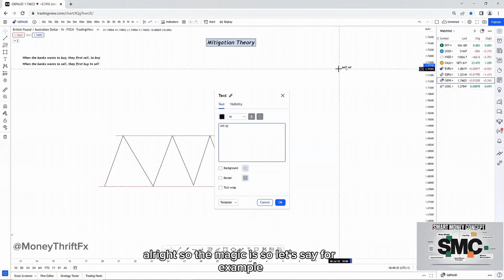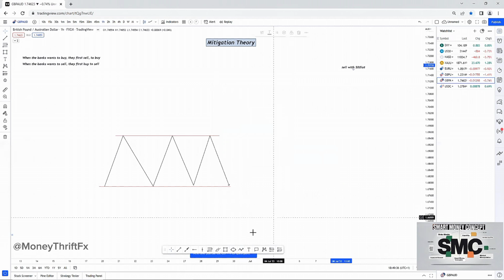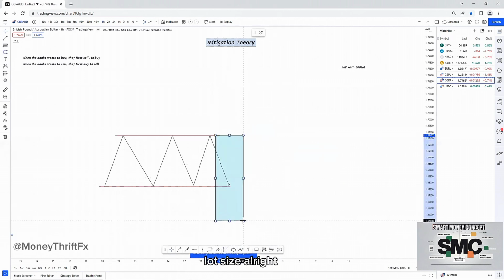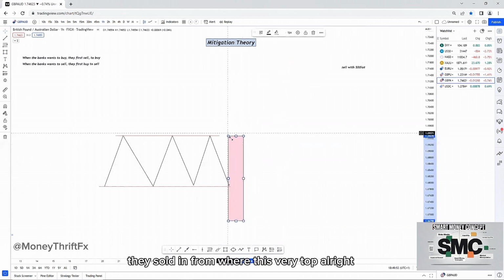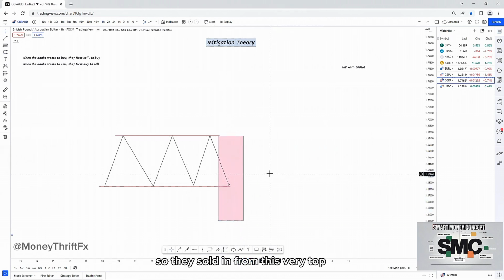Let's say, for example, it will be more than this anyway, but let's say with 500 lot size. They might take a sell with 500 lot size. This will be to push the market to the downside, just something like this. So you see them push the market to the downside like this. Let me use this seller's candle, red candle. So the banks push the market to the downside. They sold in from this very top.